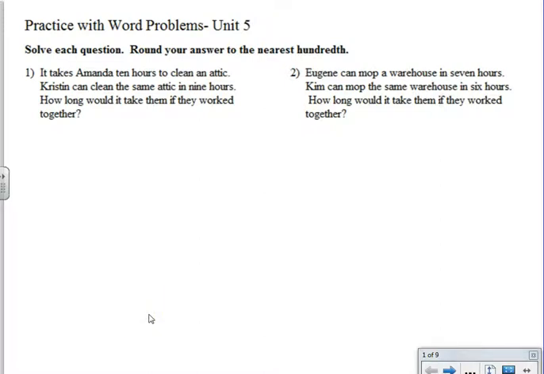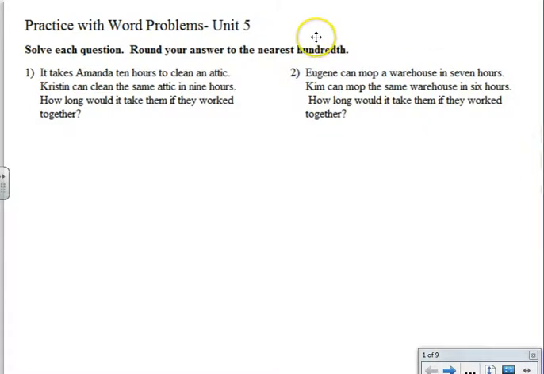So this last section in Unit 5 is its own packet. It's something we recently added to Unit 5, and it has to do with solving some story problems. Now, our focus is going to be on what we call work problems, but there's going to be some other chart problems in this section, so some mixture problems and some distance, rate, and time problems.